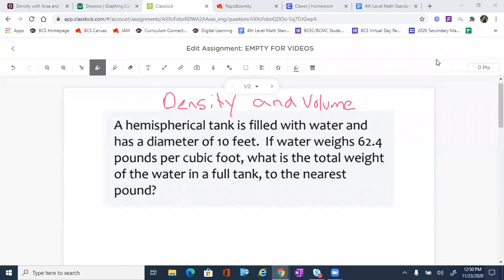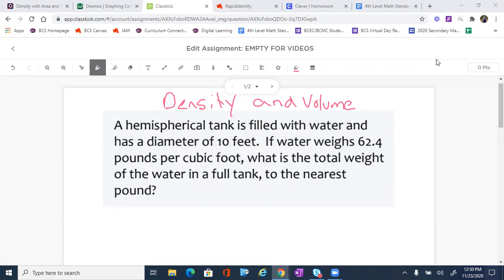Let's look at density and volume today. So a hemispheric tank is filled with water and has a diameter of 10 feet. If water weighs 62.4 pounds per cubic foot, what is the total weight of the water in a full tank to the nearest pound?